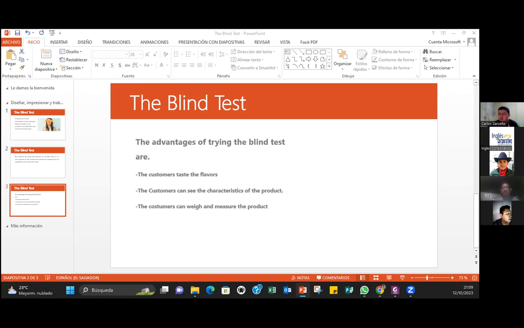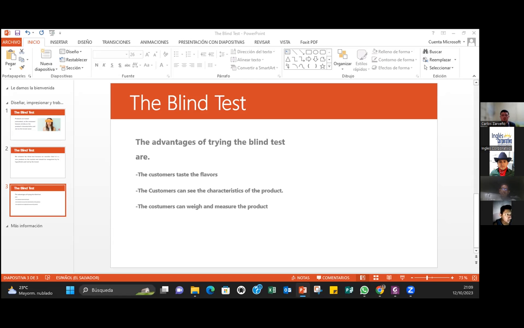The three characteristics are very important. Number one, the customer tastes the flavor. For example, if a customer buys a product in the market, the customer can see the different flavor of the chicken. And number two, the customer can see the characteristics of the product. The customer can see different characteristics of the product.